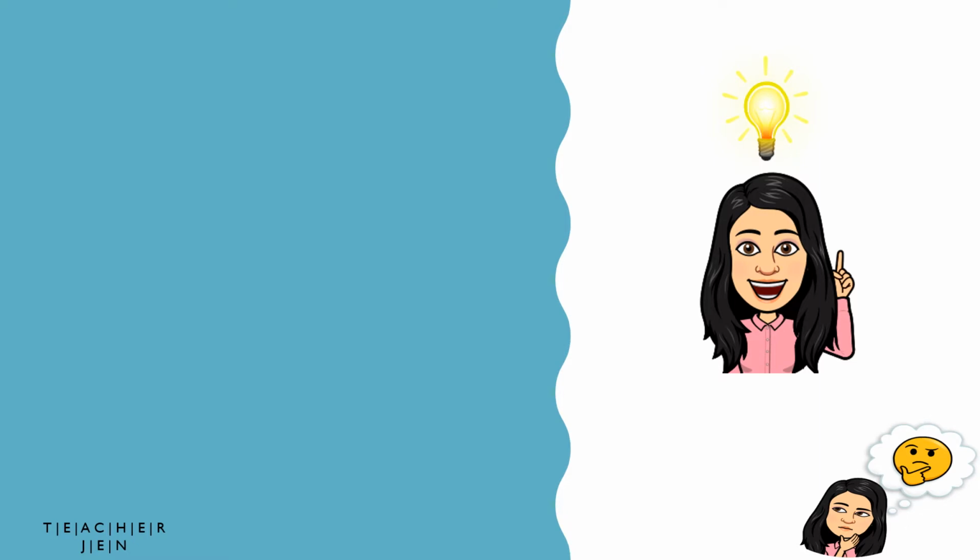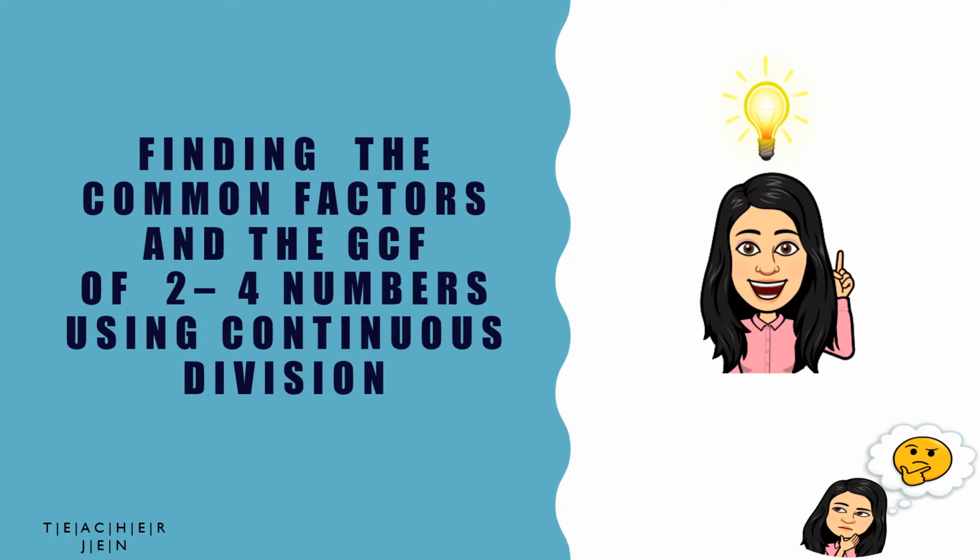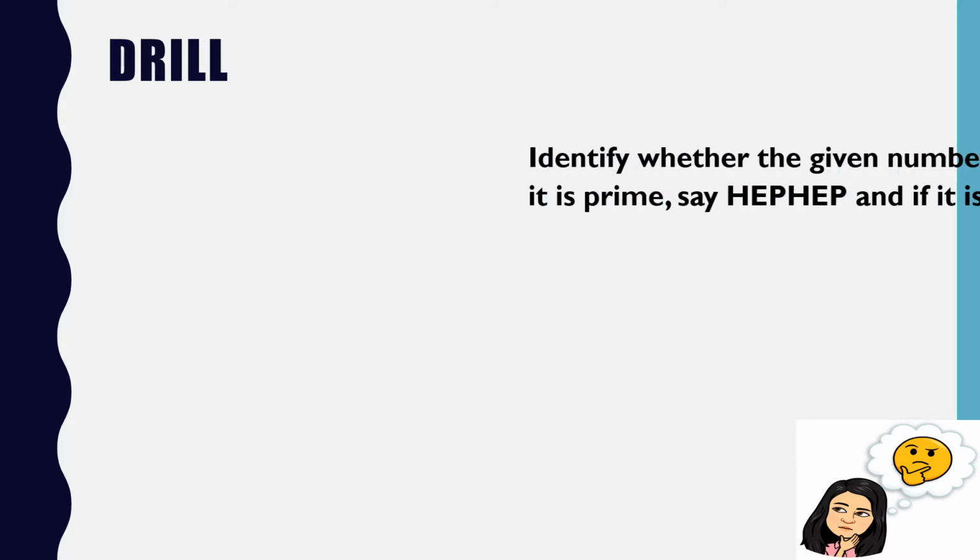Hi class. So our topic for today is all about finding the common factors and the greatest common factor of 2 to 4 numbers using continuous division method. So let us first have a short drill.